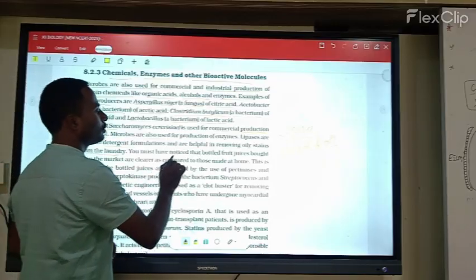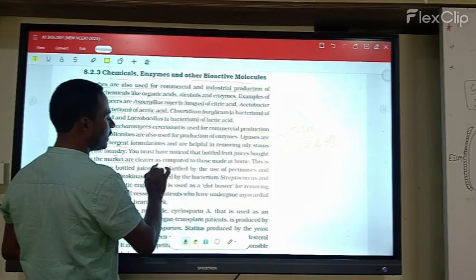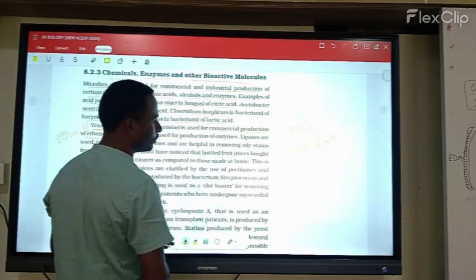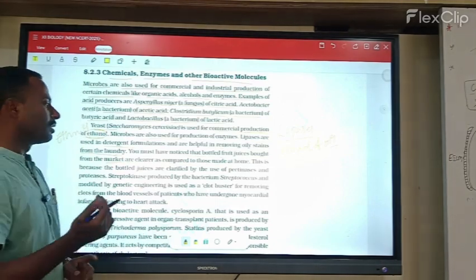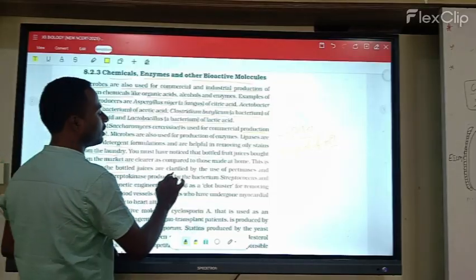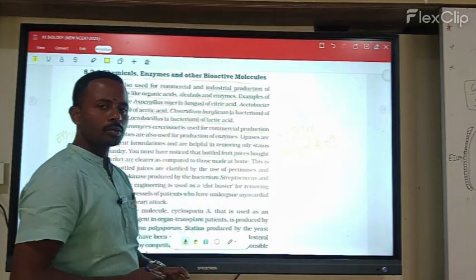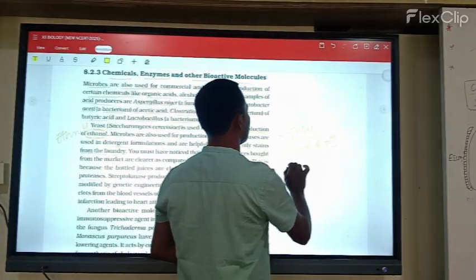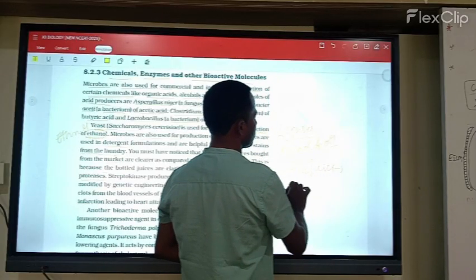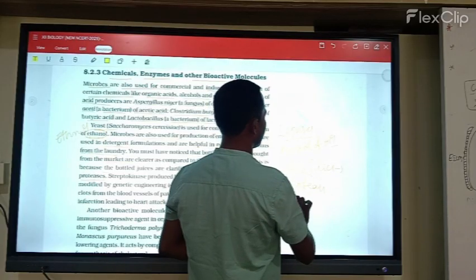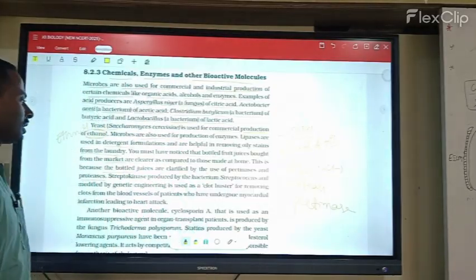Next, you must have noticed that bottled juices in the market are clearer compared to those made at home. Bottled juices are clarified using pectinase and protease enzymes. So protease as well as pectinase enzymes are added to the bottled juices.